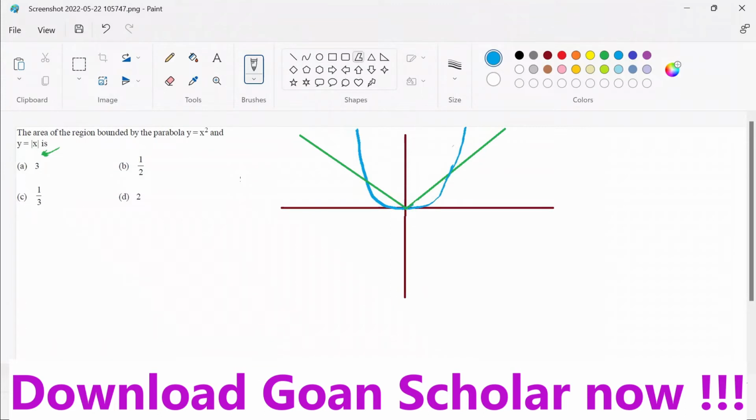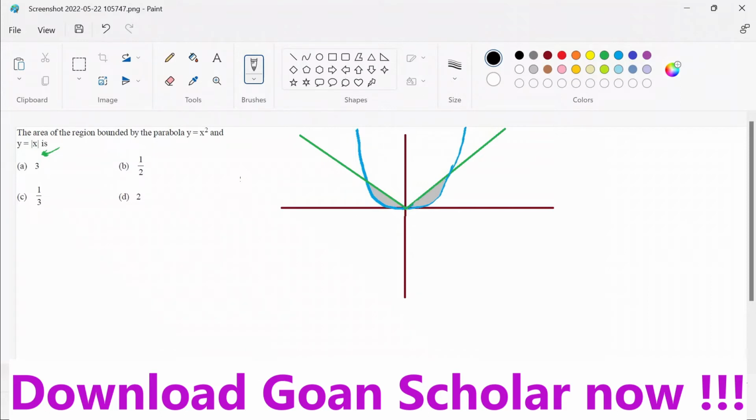Now be very careful. These are symmetric curves. So the area bounded on this side will be equal to the area bounded on this side. Both the gray regions are the same. So simply find the area on the right hand side in the first quadrant and multiply it by 2. That will be your answer. Let me repeat. Find the area in the first quadrant and multiply it by 2. You will get both the areas.